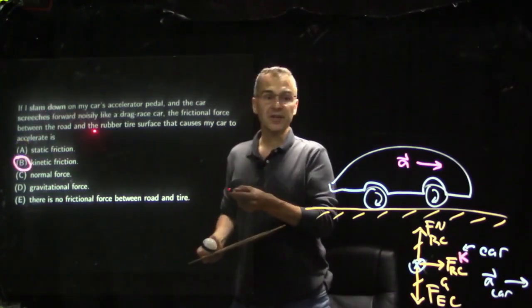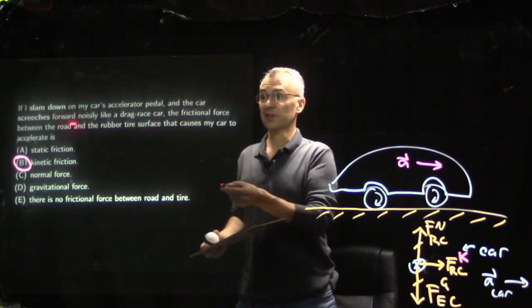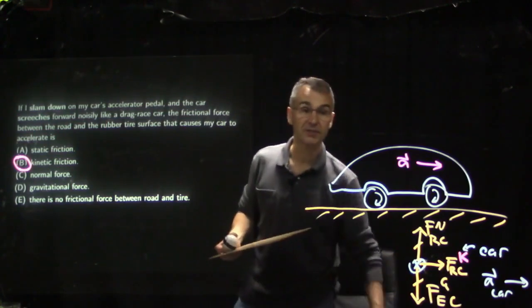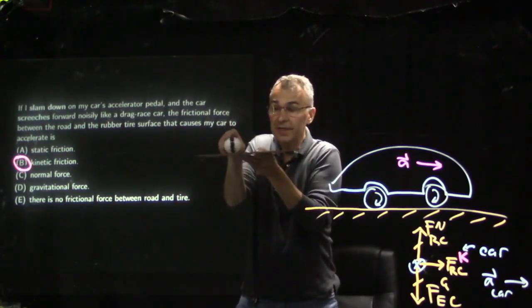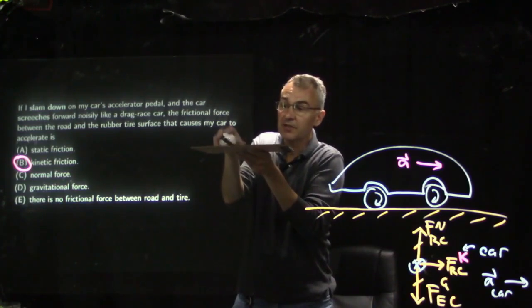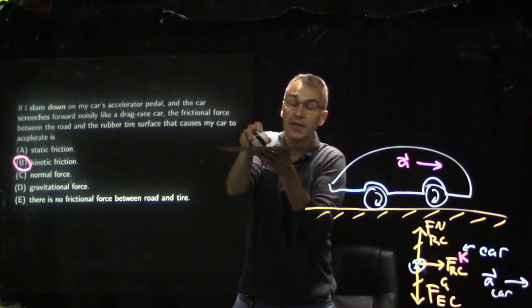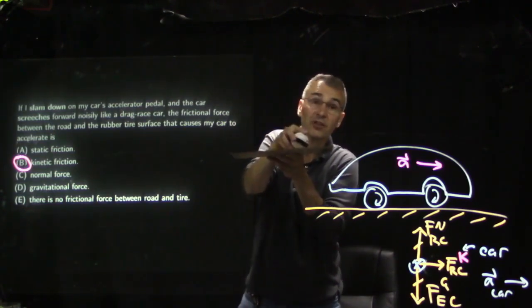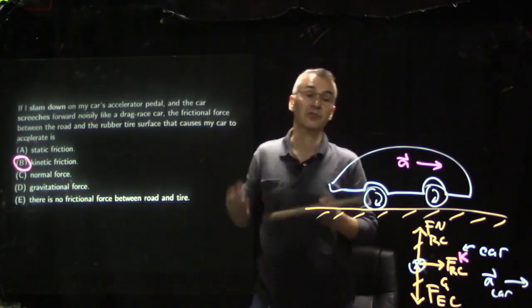If instead I slam down on my car's accelerator pedal and the car screeches forward noisily like a drag race car, now the frictional force between the road and the rubber tire surface that causes my car to accelerate is in fact kinetic friction. You can hear that. Imagine I jam on the accelerator pedal, my car tire screeches forward. Maybe initially the car doesn't start, and then the car moves forward, but the tire moves around. Each time the tire rolls around one complete revolution, the car goes forward less than one circumference of the tire because the tire is slipping and is screeching as it goes forward.